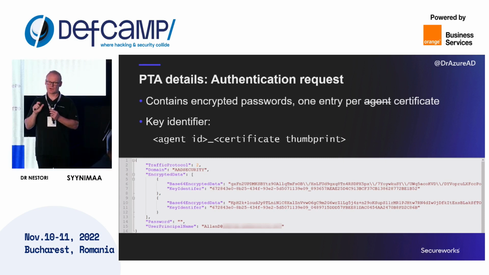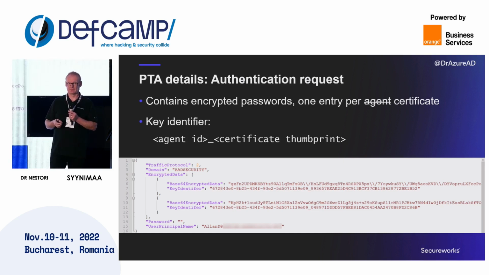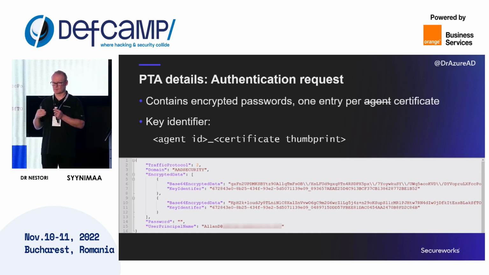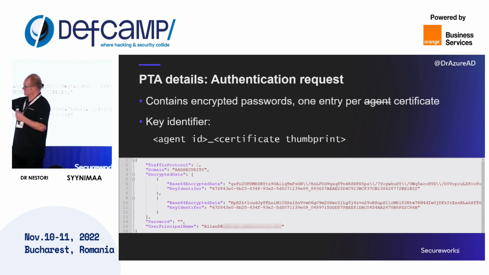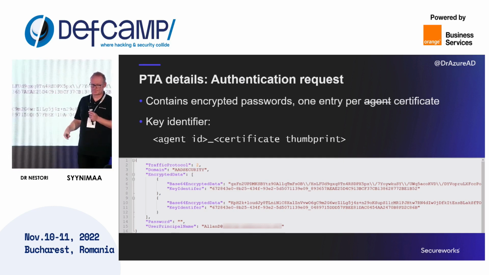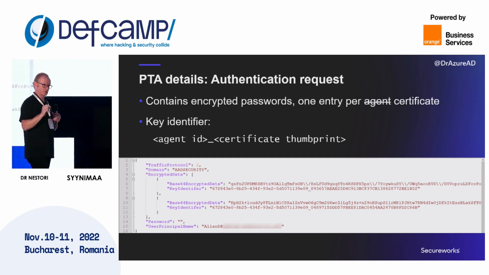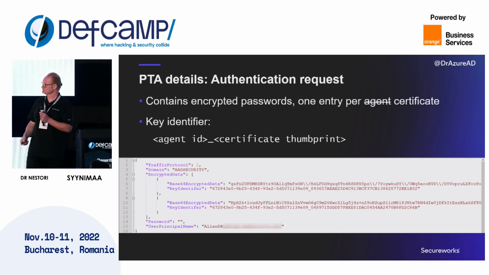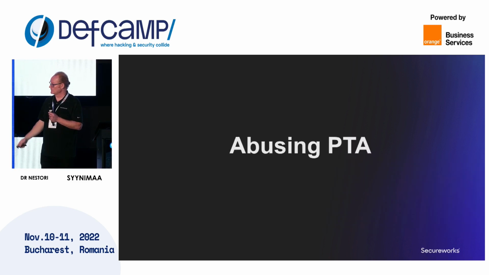And usually there's only one certificate per agent, but there can be more than one, usually if you are compromised, but there are certain situations where that's normal for a short period of time. Anyways, based on information like a key identifier, which is the agent ID, and the thumbprint of the certificate, those help the agent recognize which encrypted block it should be decrypting. So yeah, we will get back to this later.